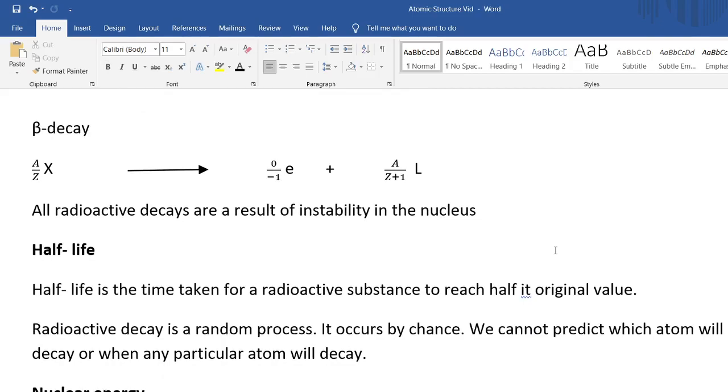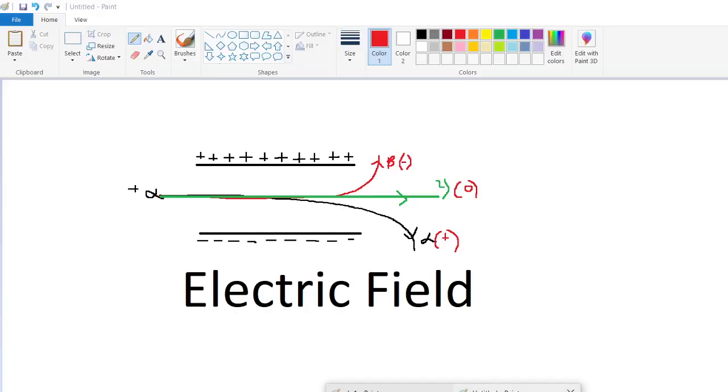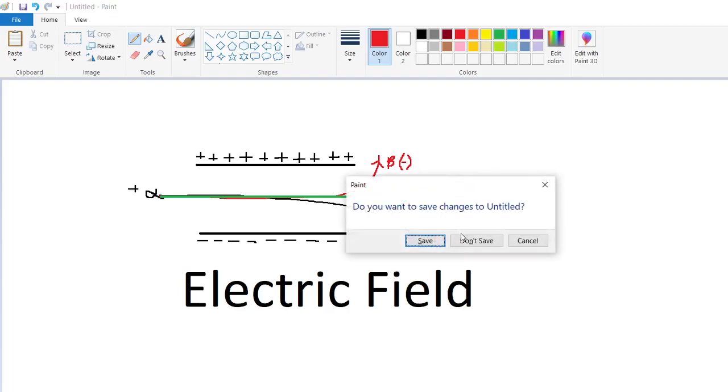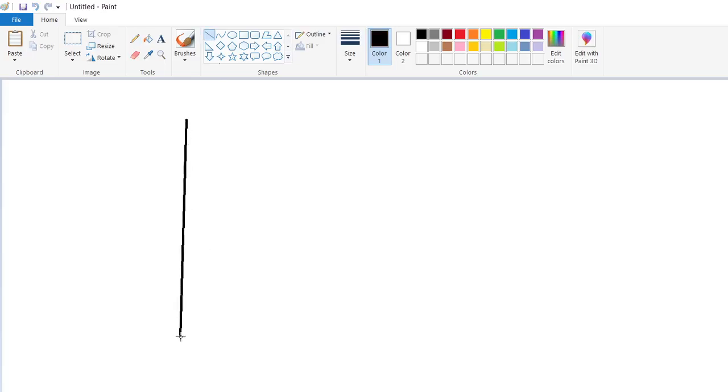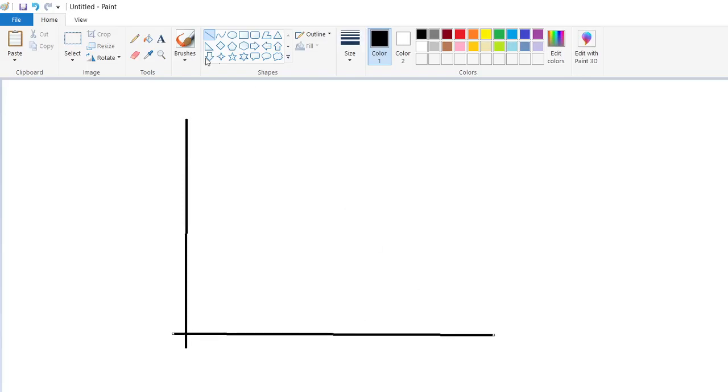Half-life. We're dealing with the time taken for half the original value to be lost. So let's look here. If we're going to look at the half-life of a substance, normally we would draw a graph. It's going to look like an exponential graph, as when anything decays. So we're going to have time, and I could have count rate or some sort of thing. So we're going to call it count rate.